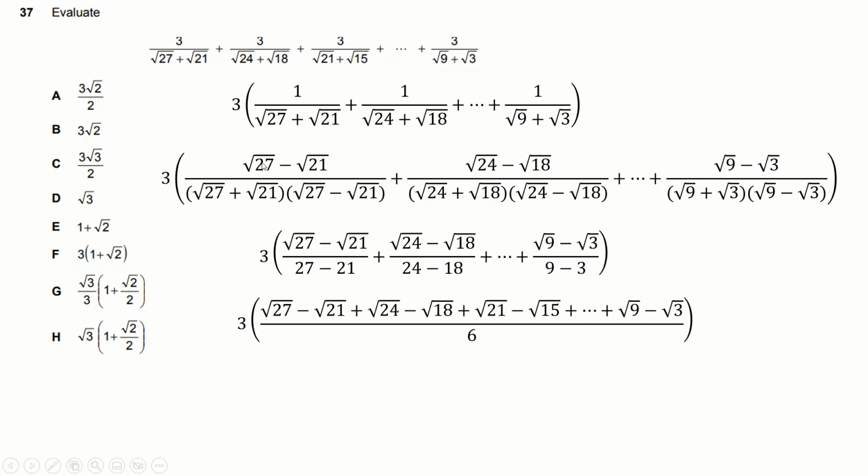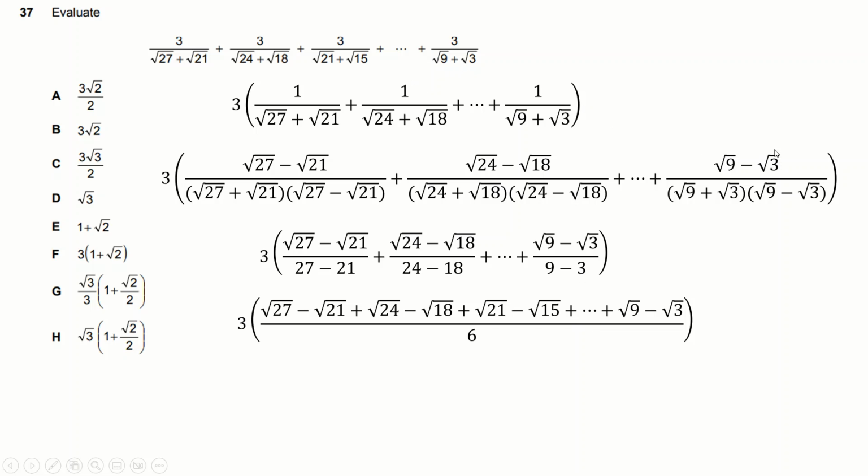There's nothing to cancel with the root 27, and there's nothing to cancel with the root 24, because the highest negative you're going to have is this root 21 that comes from rationalizing here. So minus 21 is the first thing to cancel, and then it will cancel all the way down. Well, how far along can you cancel things?